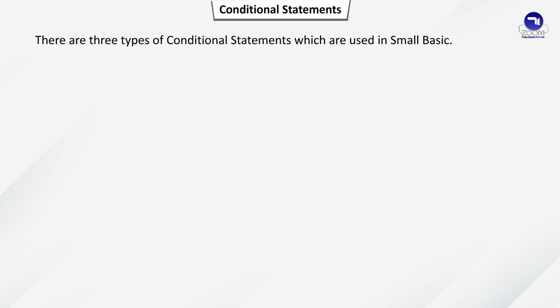There are three types of conditional statements which are used in Small Basic: if-then statement, if-then-else statement, and if-else-if ladder. Let us learn about these statements in detail.